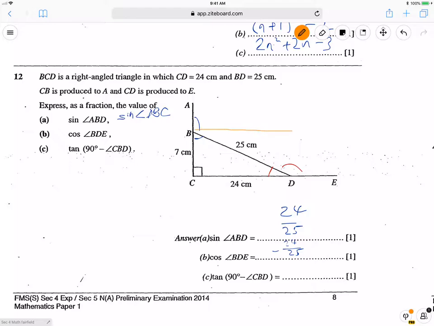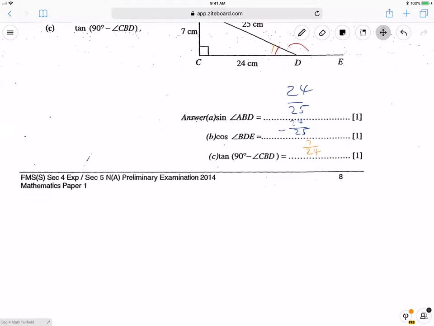You've got to imagine one horizontal line here. So this is the angle, correct? So that angle is the same as this angle. This one, 90 minus CBD, is here, the same as here. That means I want the tangent of this angle: opposite over adjacent. Opposite is 7, adjacent is 24. So the answer is 7 over 24. It's a bit tricky, but it's just logical. They're all logical.